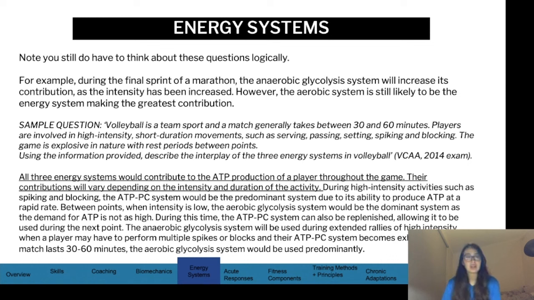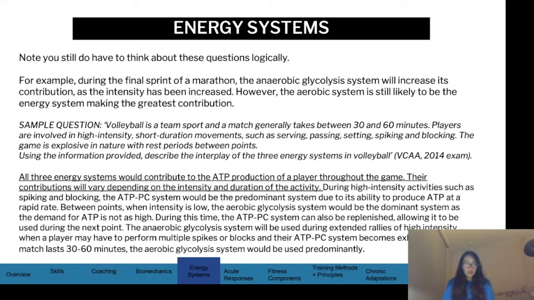You guys have got this slide, and I would like you to use this as a template, because if you can remember how to structure your answers like this, then it should help you on the exam. So here we've got an example question: volleyball is a team sport, and matches take between 30 and 60 minutes, with players having high intensity, short duration movements, such as serving, spiking, passing, blocking, and the game's very explosive in nature with rests. Discuss the energy system interplay.